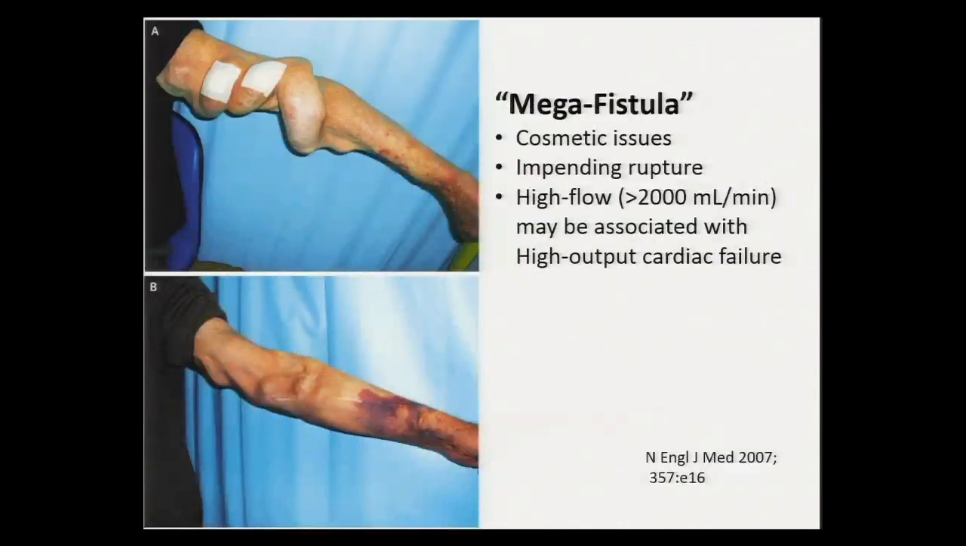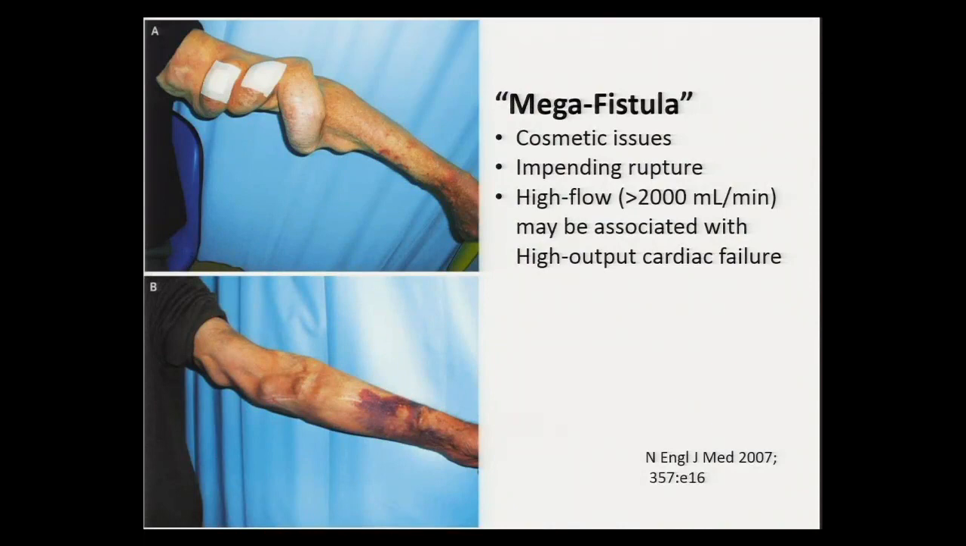Okay, so this is an example of a patient that has this huge tortuous fistula in the upper arm. That's called a megafistula. The issue with this is cosmetic, obviously. Sometimes the skin can become kind of thin and these things can rupture, and the high flow can be associated with high output heart failure.